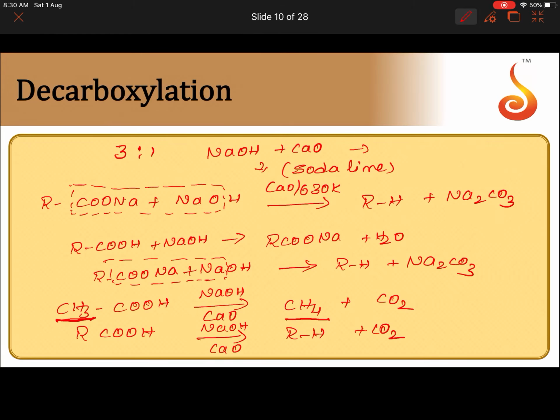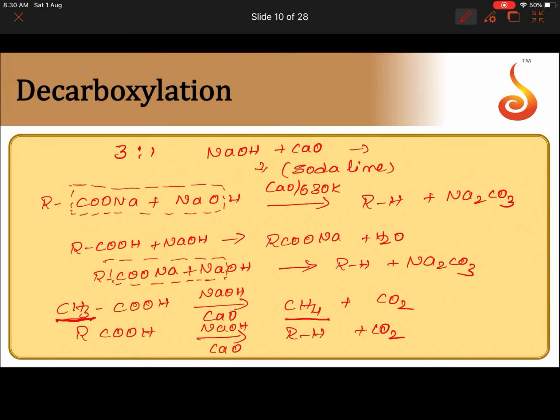That is the shortcut we need to learn here. It gives the same number of carbon atoms. The hydrocarbon or alkane obtained will have the same number of carbon atoms as that of R of carboxylic acids. This is the decarboxylation reaction.